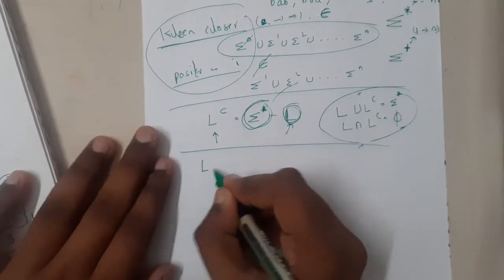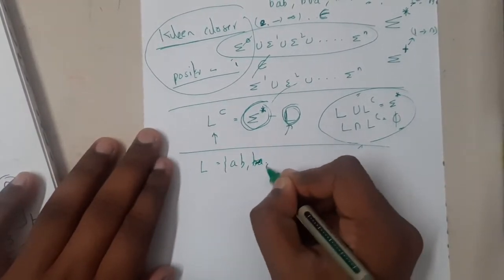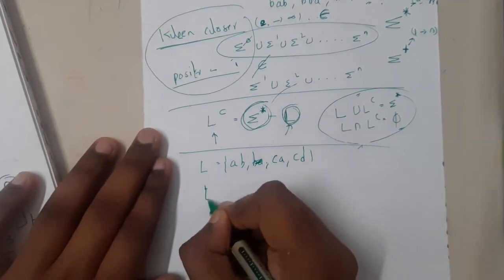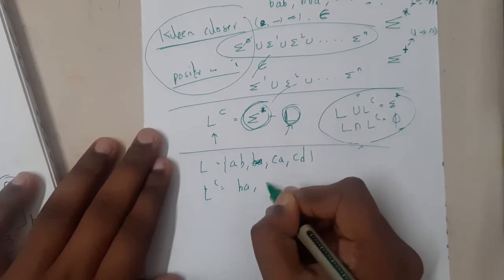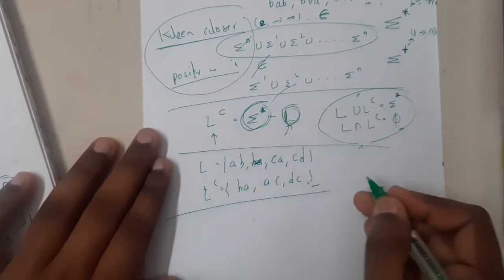So assume that the given language is AB, CA and CD. Now what will be the reverse of this, guys? It will be BA, AC and DC, right? So that's nothing but the reverse. We are just reversing the string.